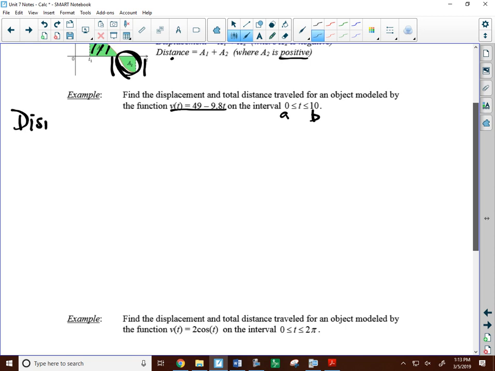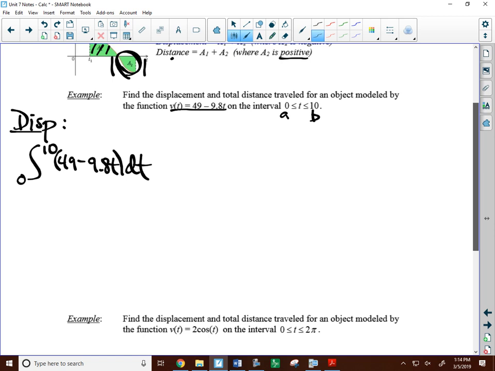I'm going to first do displacement. It's simply the integral from a to b, 0 to 10, of the function v of t, which is 49 minus 9.8t, in dt, right? We write that as just the symbol that means what variable we're integrating with respect to.